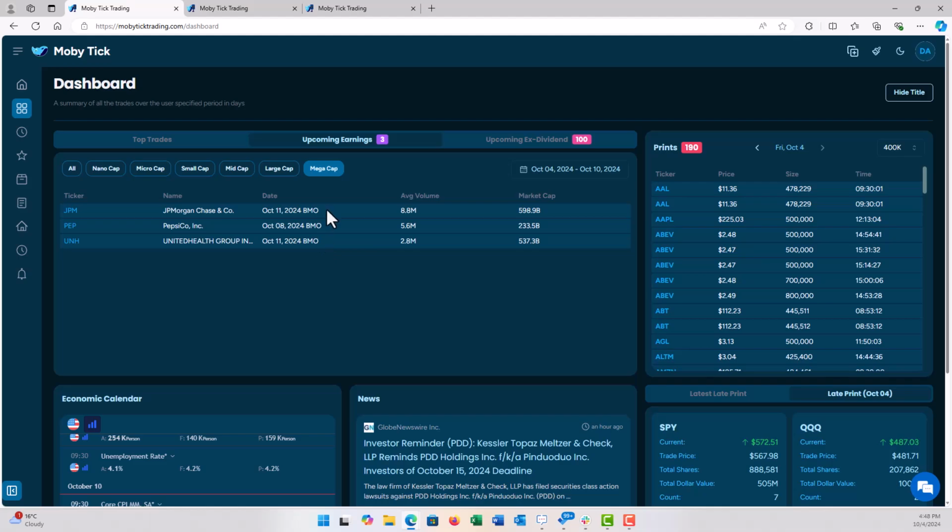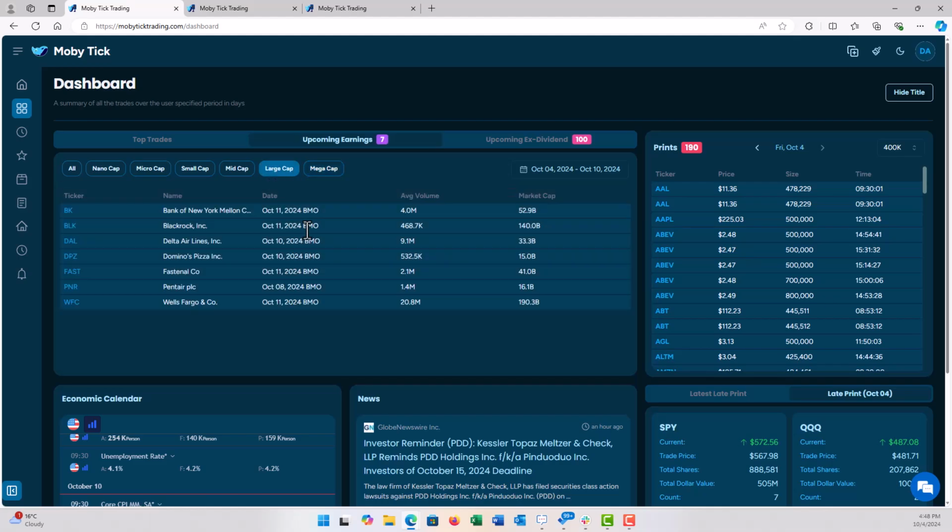So if you're planning some sort of trade around earnings, you can see these sorts of things as well. And these are all giving you ideas of things that you can trade. Large caps, BlackRock, Delta, Domino's, Wells Fargo, right, October 11th. So the banks are starting to report in the next week, starting next Friday, it looks like. We'll have some bank reported earnings.